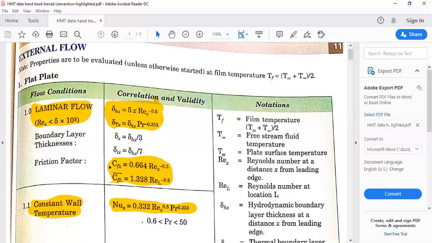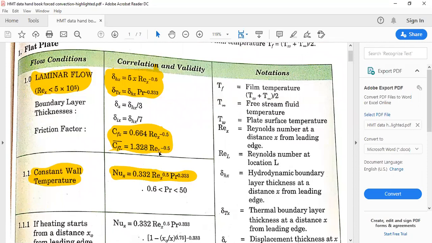If in the problem they ask to find the friction factor, then use this formula. Cfx is equal to 0.664 Re_x power minus 0.5, that is nothing but 0.664 divided by root Re. This is the friction factor at a distance x. If in the question they ask for the average friction factor over the length L, then this C_fL bar gives the average friction factor over the length of the plate.